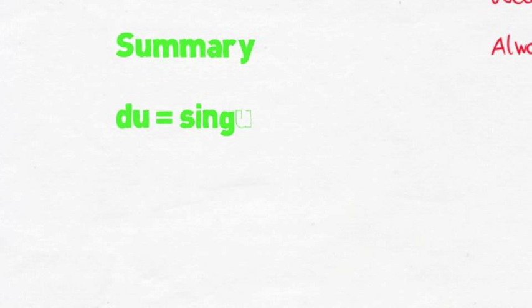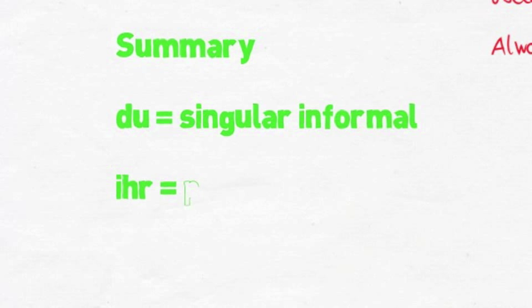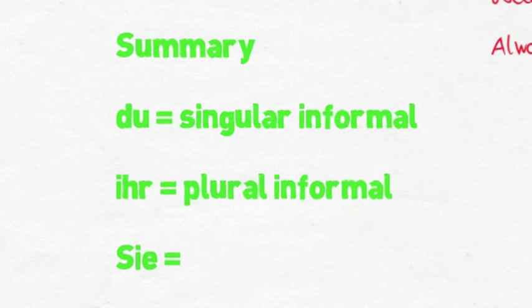So here's the summary. If you need to say you in German, use du if you're talking to one friend or one family member. Use ihr if you're talking to multiple friends or family members. And use Sie whenever you talk to an adult who you're not on a first name basis with.